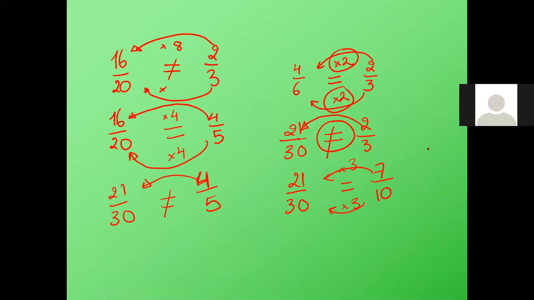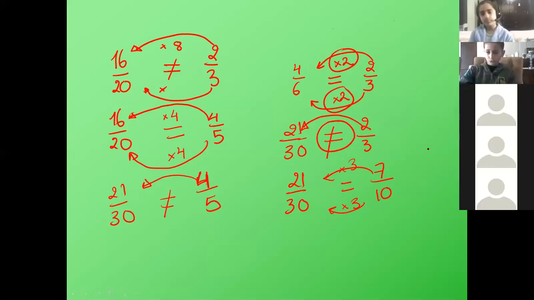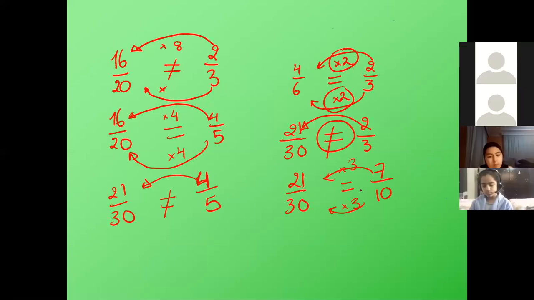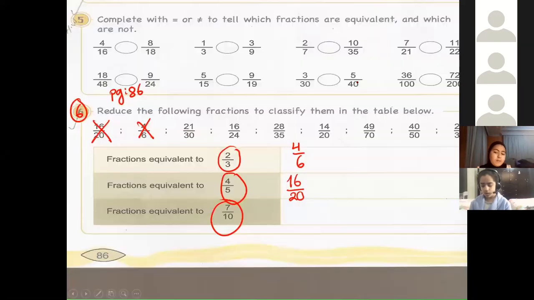Because we multiplied by the same number. No, they didn't divide, we multiplied. I asked Jude Audi, why are they equivalent? Because we multiplied it by the same number. Bravo. We multiplied up and down by the same number, 3. So I will write it down. 21 over 10. Okay. We have finished 21 over 30.